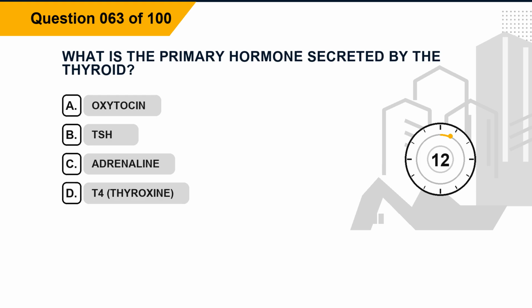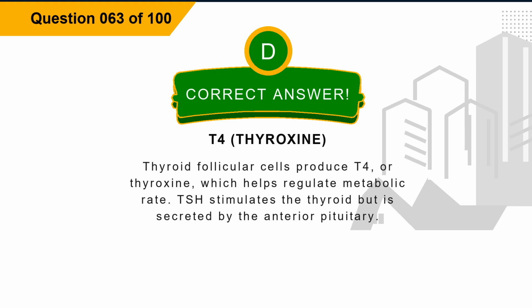Question 63. What is the primary hormone secreted by the thyroid? Option A, oxytocin. Option B, TSH. Option C, adrenaline. Option D, T4, thyroxine. The correct answer is option D, T4, thyroxine. Explanation. Thyroid follicular cells produce T4, or thyroxine, which helps regulate metabolic rate. TSH stimulates the thyroid but is secreted by the anterior pituitary.